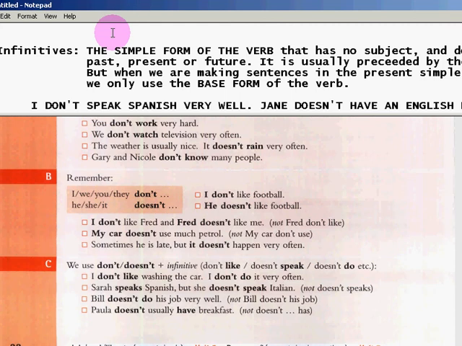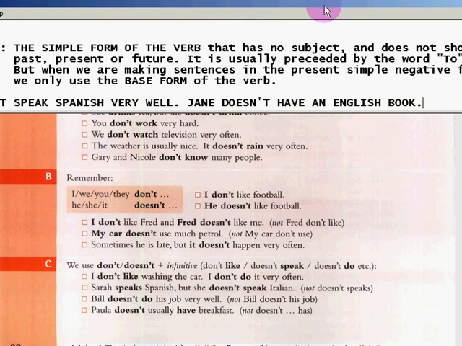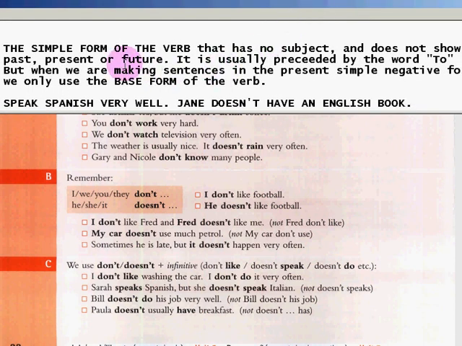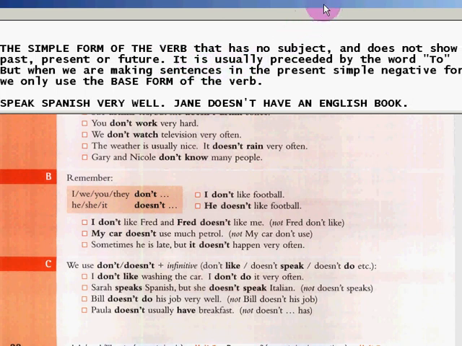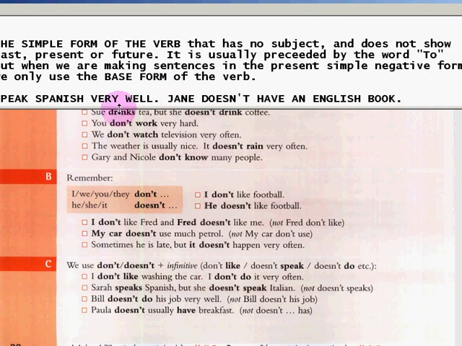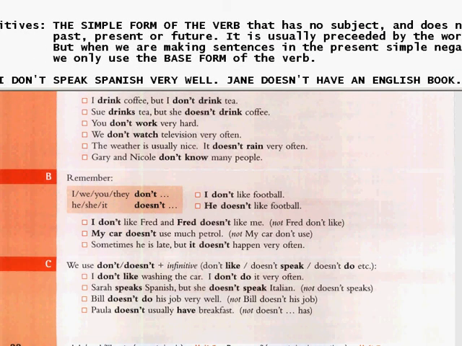Infinitive is the simple form of the verb that has no subject and does not show past, present, or future. It is usually preceded by the word to. But when we are making sentences in the present simple negative form, we only use the base form of the verb. This you have to remember, okay? For example, I don't speak Spanish very well. Don't speak. Speak is your infinitive right here.